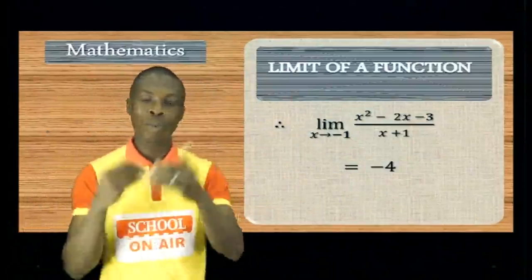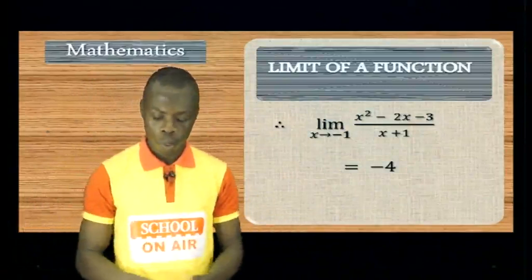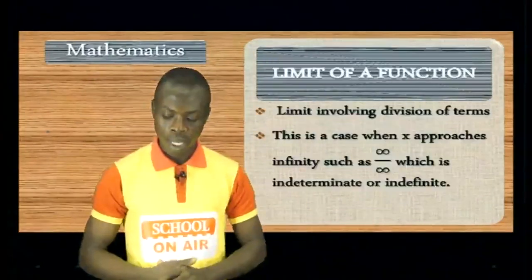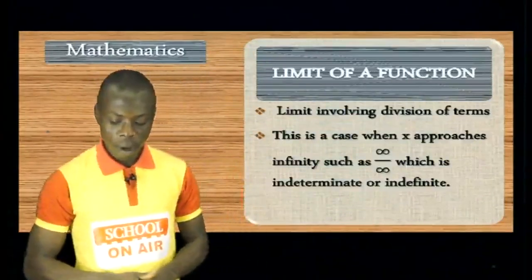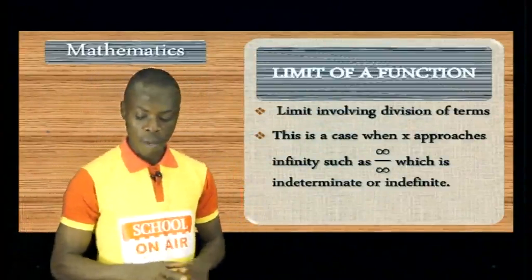So when you have the denominator and numerator giving you 0 by substitution, then you factorize to get to where you are going. I hope that is clear enough. Limit involving division of terms is the other one we have to look at. Limits involving division of terms.